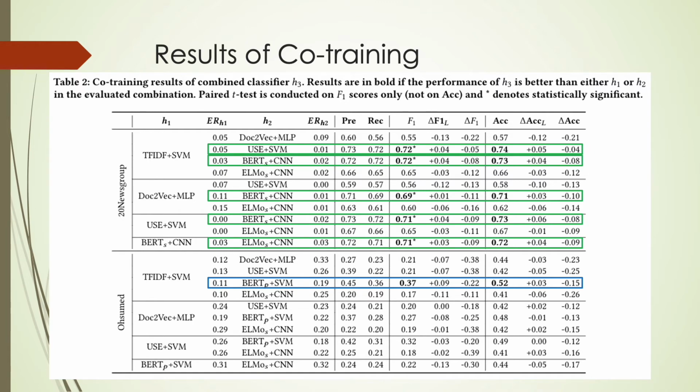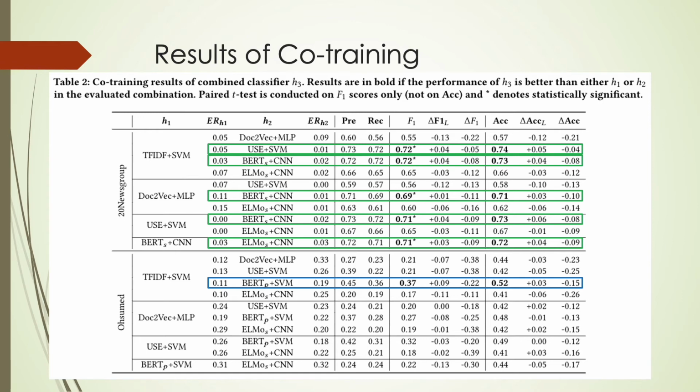After co-training, we report macro average precision, recall, F1, and accuracy of the combined classifier H3. We mainly focus on F1 score. For comparison, we compute delta F1L, which is the change of F1 obtained by H3 compared to the lower bound. The lower bound is determined by the F1L of the better classifier among H1 and H2 when trained with only 10% of training data. It can be found in the previous table.